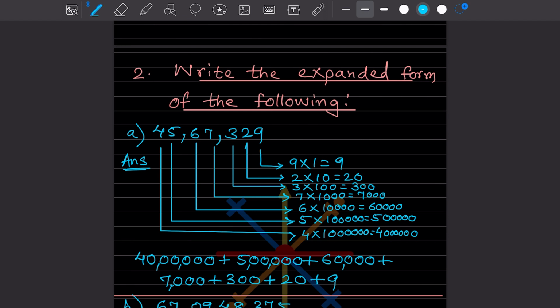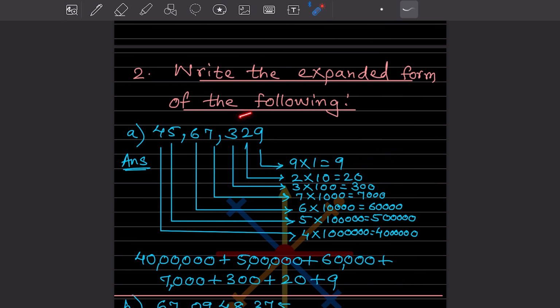Okay, so we'll go with the first problem. Expanded means the breaking up of a number, in short, we can say. Now look at the first problem. What is there? Ones, tens, hundreds, thousands. This is 10,000 and this is lakhs and so on. Now what are you going to do? Ones means you are going to see the number here, there is only one, right? So you are going to put one here. But this is the ones place. 9 into 1 is 9.